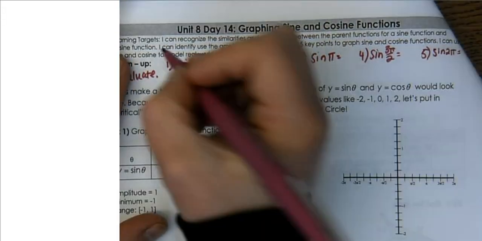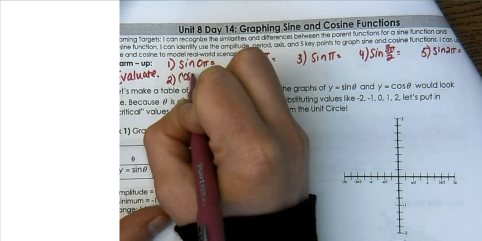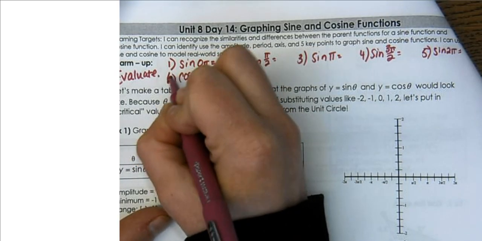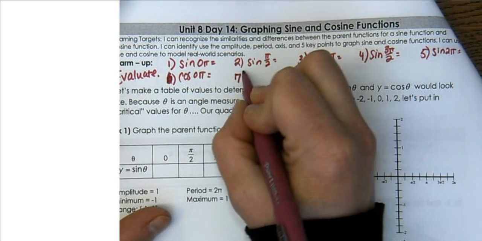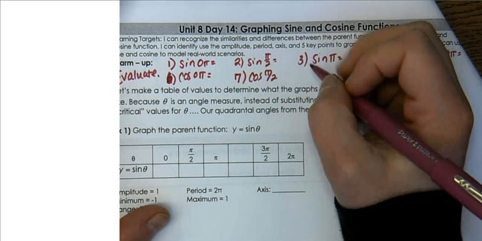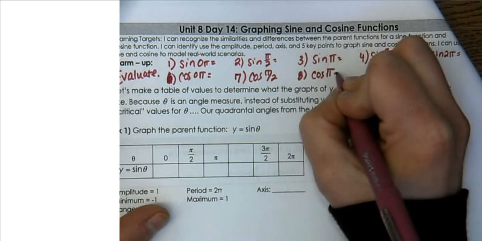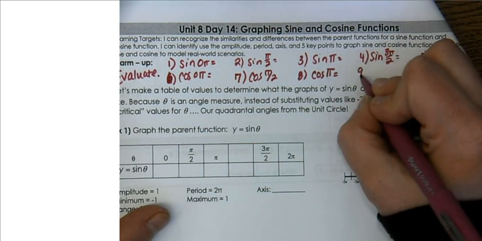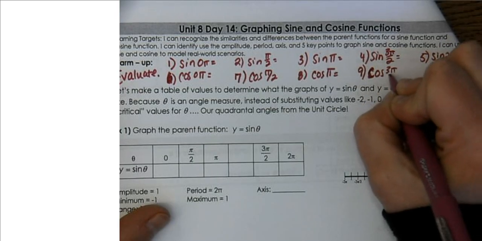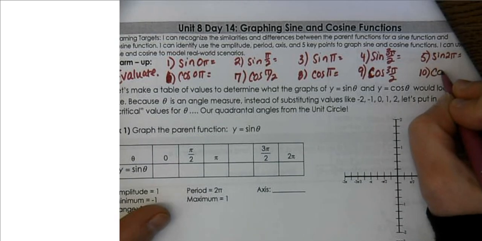The next 5 I would like you to evaluate is the cosine of 0 pi. 6, 7. We have the cosine of pi over 2. Hopefully you're looking at this and seeing a pattern. We have the cosine of pi. The 9th one is the cosine of 3 pi over 2. And then for 10, we want to come up with the cosine of 2 pi.